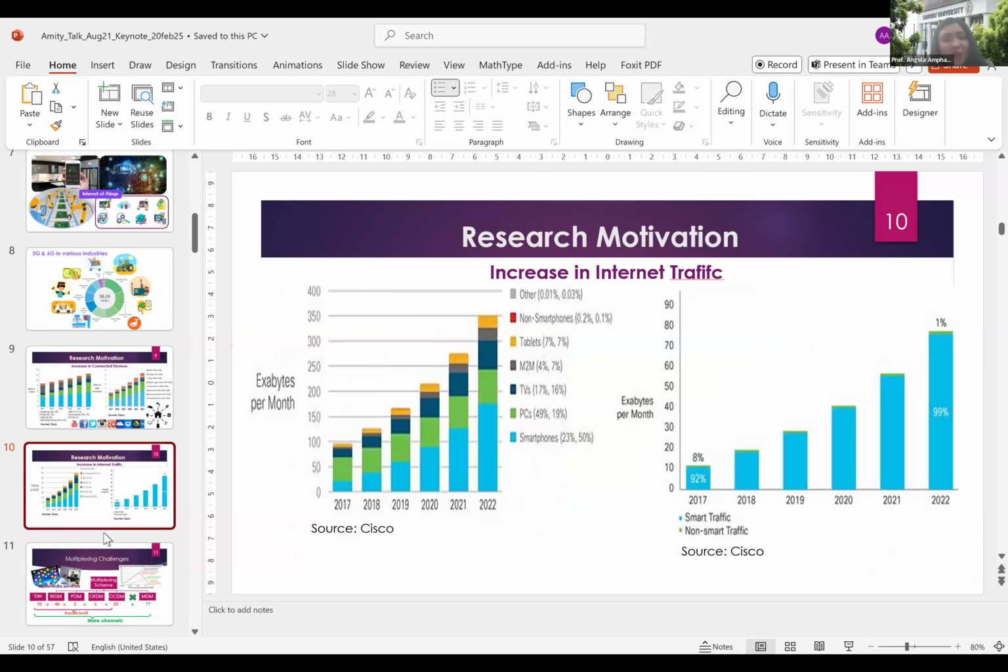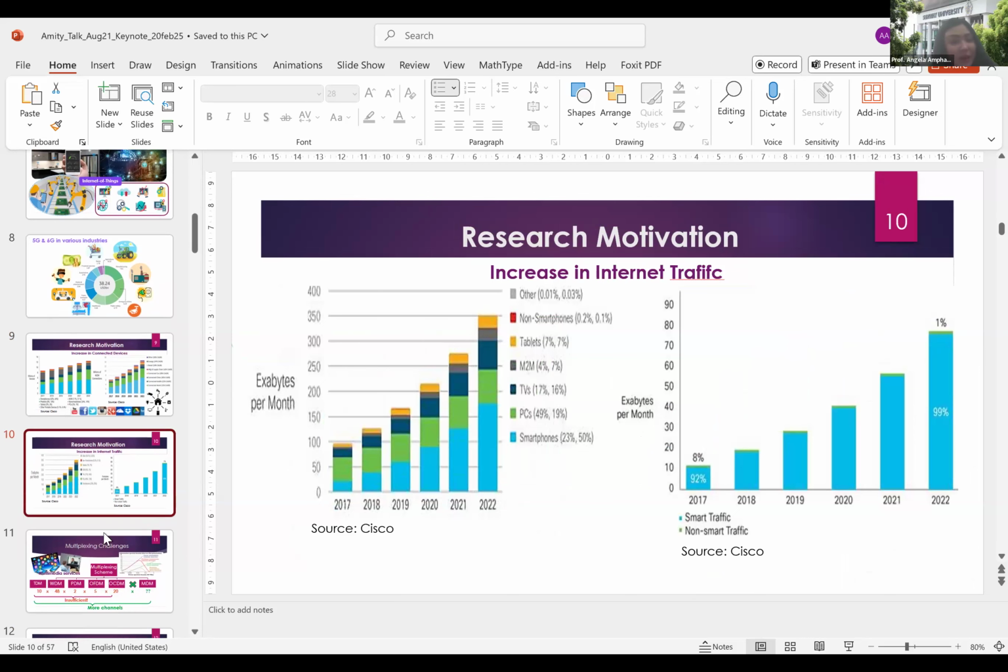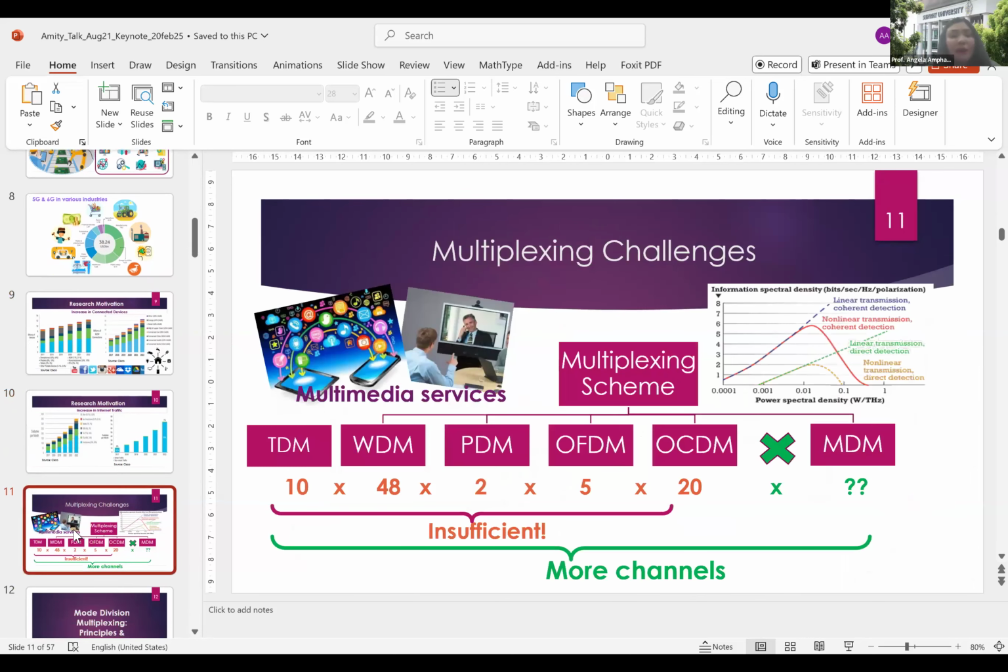So with that comes, inevitably, an increase in network traffic. That requires multiple access as well as multiplexing schemes. Prior to mode division multiplexing, we have time division multiplexing and wavelength division multiplexing, which allow more users to access the network. But due to the proliferation of Internet of Things devices, sensory devices, wearables, and other sensors that are abundant, this is insufficient for sensing the environment.